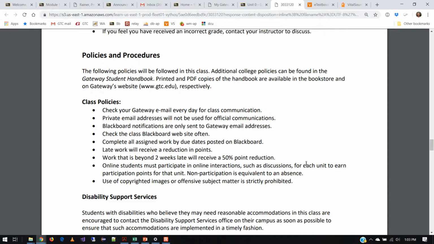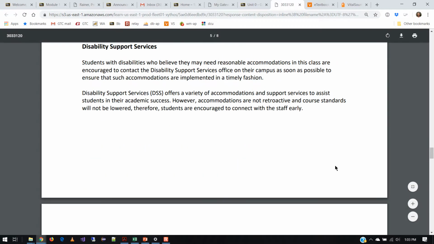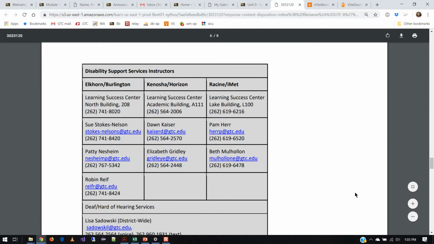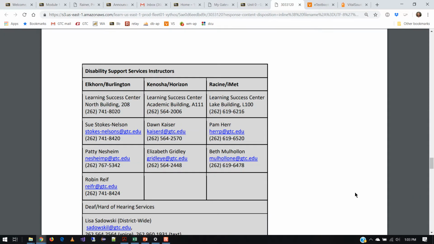All right. If you need help from disability support services, and I don't want that to scare you, it doesn't mean that you have something wrong with you. We have what we call our learning success centers at each of the major campuses. Gateway's got one over in the Lake Building. There's one in Elkhorn, and there's one in Kenosha.